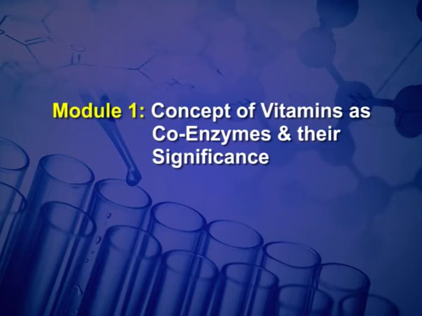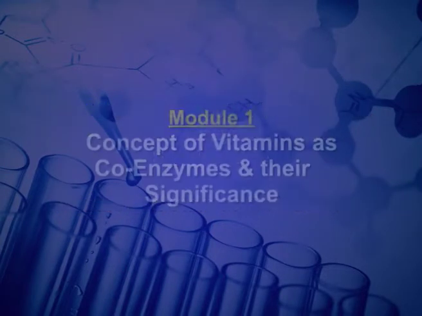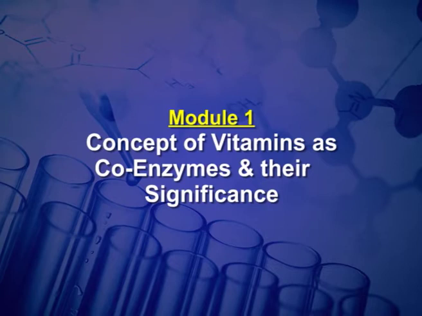This is Swapnil Patil going to take one of the most interesting and learning topics of B.Pharm 5th semester, on the important unit of Enzyme 3, which is an interesting unit of the subject Biochemistry. Are you ready? Our topic is divided into two modules: Module 1, concept of vitamins as coenzymes and their significance, and Module 2, metals as cofactors. Let's begin with Module 1, that is vitamins as coenzymes and their significance.